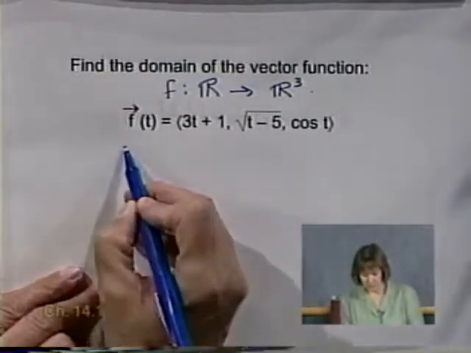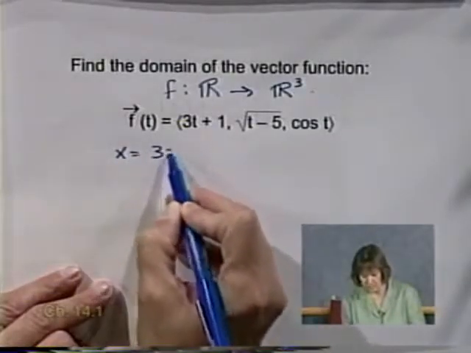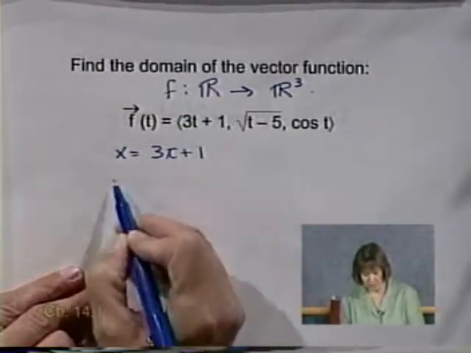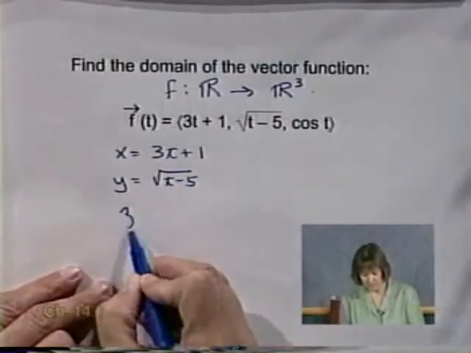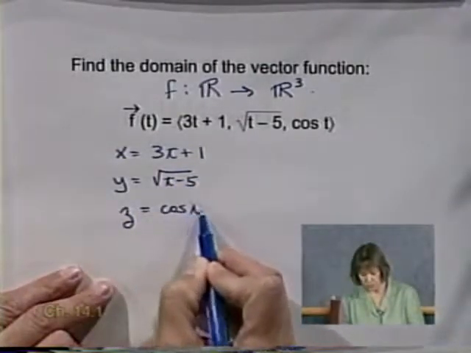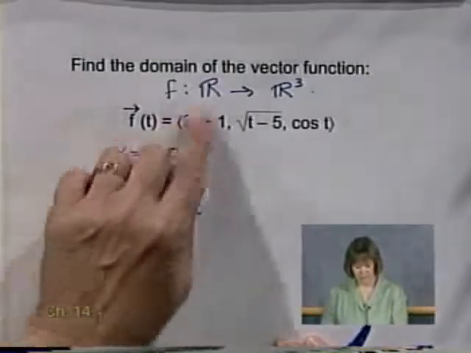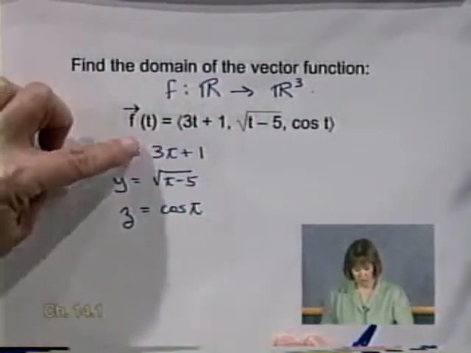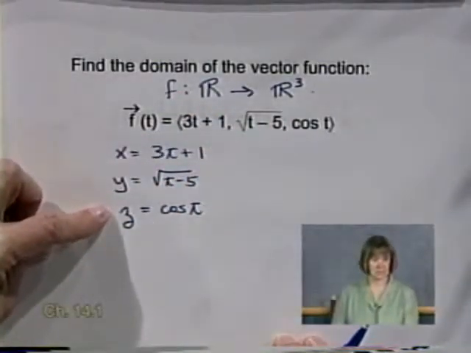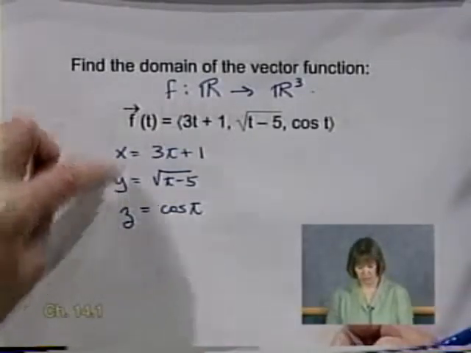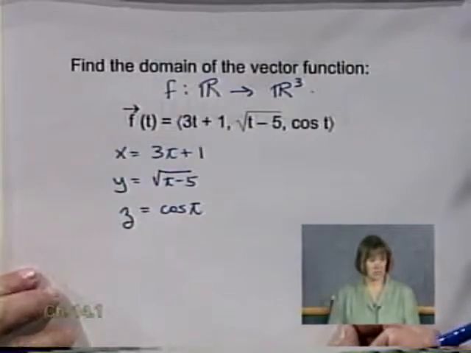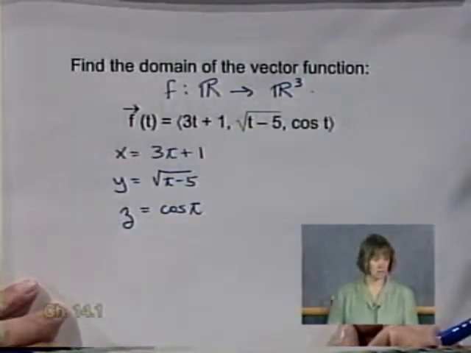But notice x equals 3t plus 1 must make sense, y equals square root of t minus 5 must make sense, and z equals cosine t. In order for t to be in the domain of this function, all three of these must make sense. So what you're going to be doing is taking the intersection of the domains of these three functions that you met back in your Algebra 2 days or Calculus days.